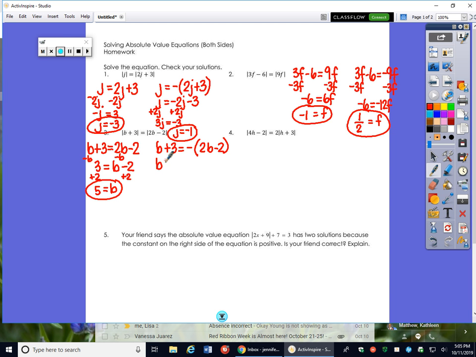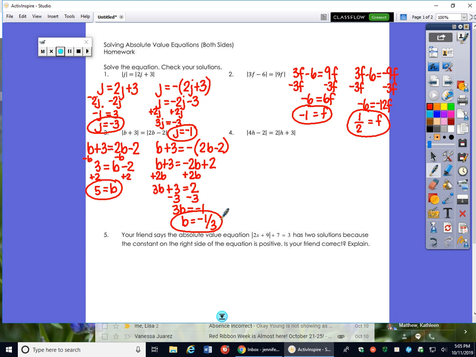Over here we're going to have b plus 3 equals negative 2b plus 2. I'm going to add 2b to both sides. 3b plus 3 equals 2. I'm going to subtract 3. So 3b equals negative 1, and b is equal to negative 1/3. Go back and check it to make sure that it works.